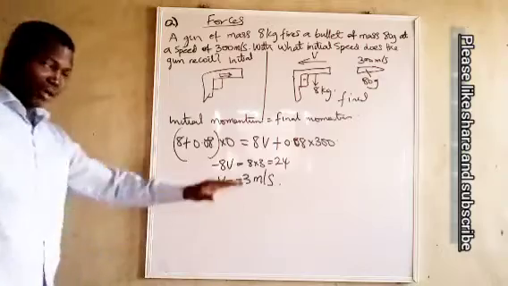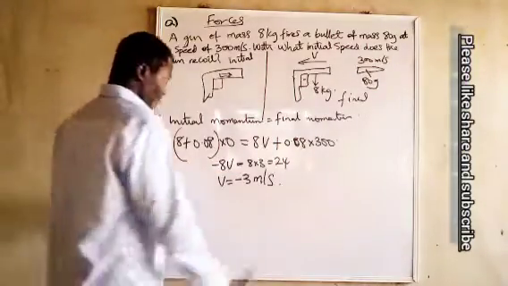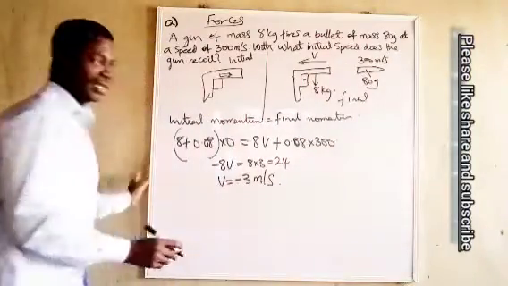And why do we have it as minus? Because it traveled in the opposite direction. That's why we have it as minus 3 meters per second.